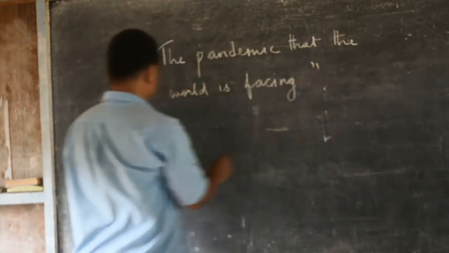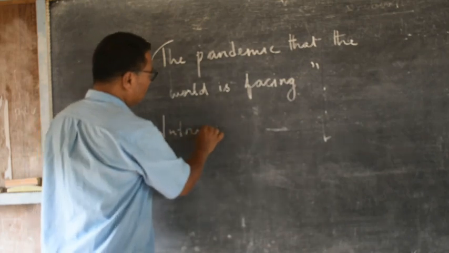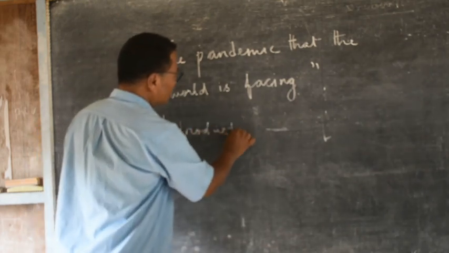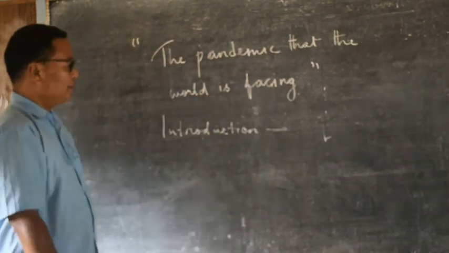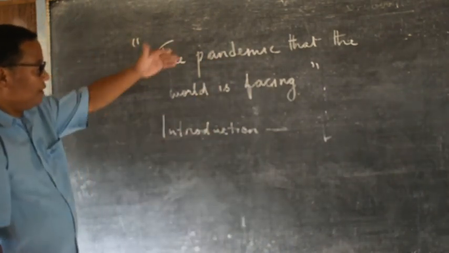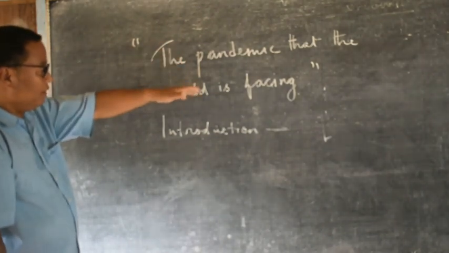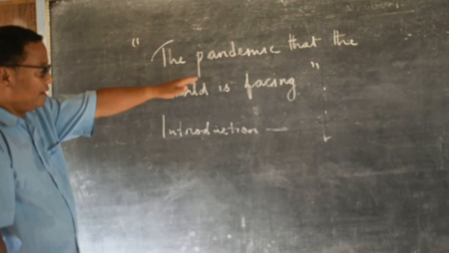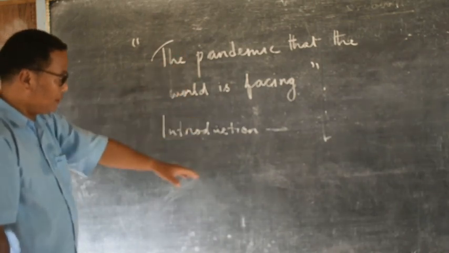Here, like I said, you will write the introduction. Introduction: what a pandemic is. You have to define that. Then after that, the present pandemic that the world is facing is coronavirus, COVID-19. That you must write in the introduction. That will be one paragraph.